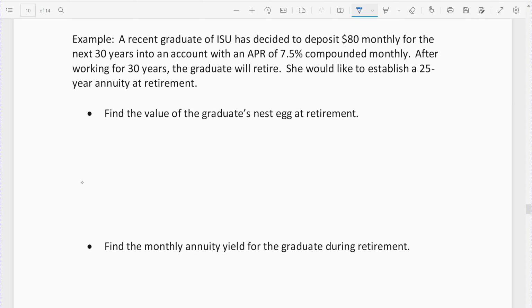All right, next example. Suppose that a recent graduate at ISU has decided to deposit $80 a month, which again doesn't sound like a lot, but we're going to accumulate it for quite a period, for 30 years, in an account with an APR of 7.5% compounded monthly. After working for 30 years, the graduate will retire and should like to establish a 25-year annuity in retirement.